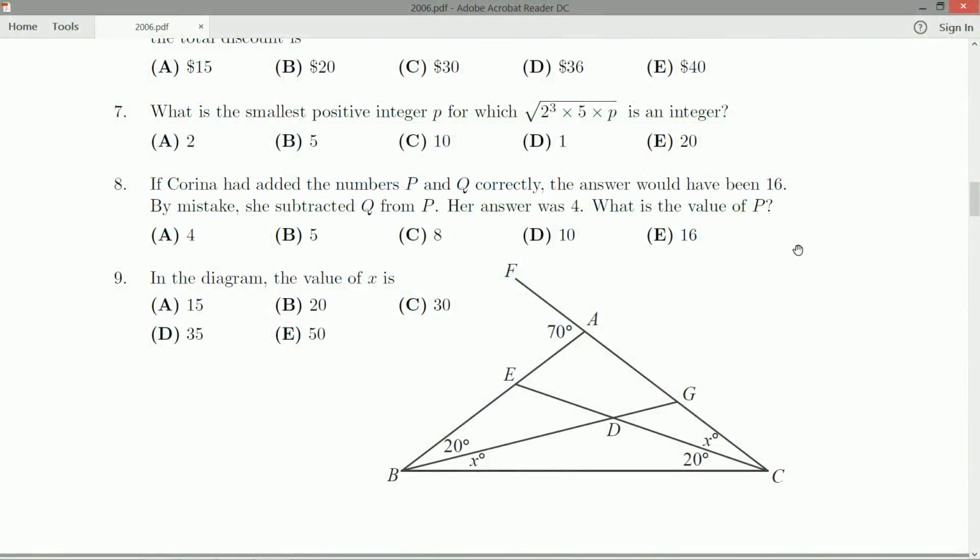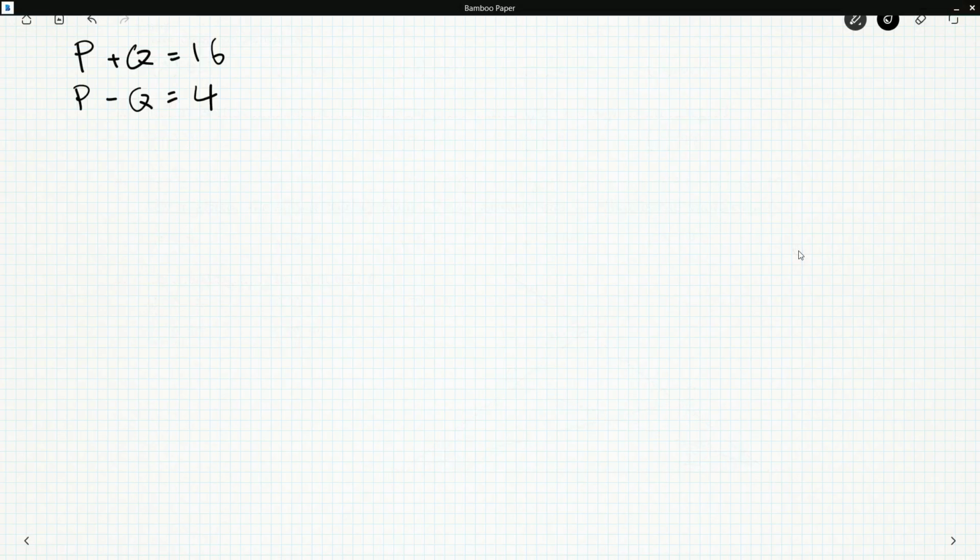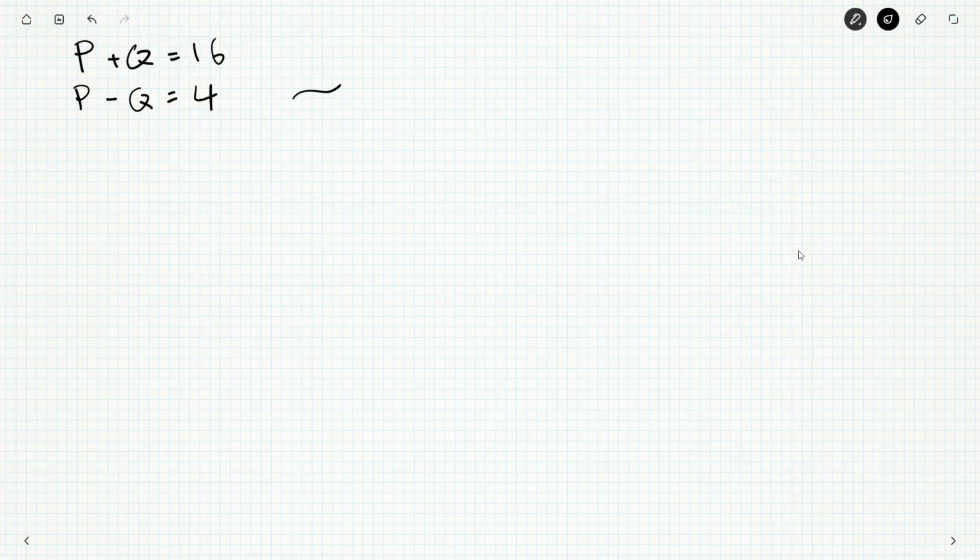So we can actually set up a pair of equations given the information that we've got. We know that P plus Q should be equal to 16, and that she accidentally subtracted Q and it was 4, right? Not negative 4? Okay. So we have some options here. One thing, and this is often what's taught in schools, is rearrange one of the equations to solve for one variable in terms of another. Then plug that back into the original equation.